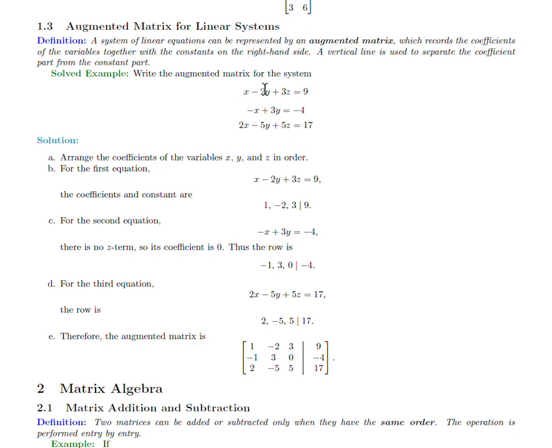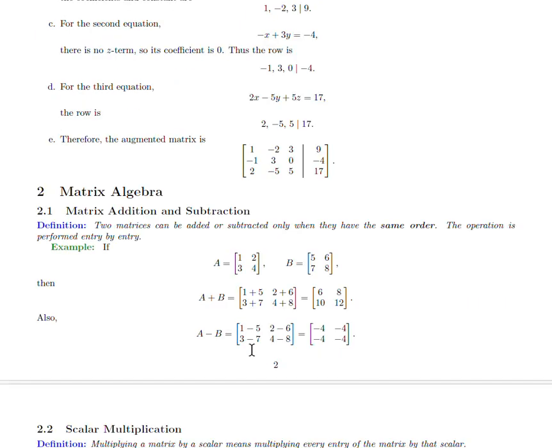But take note, in your system the variables must be arranged in the same order all through: x, y, z. x, y, no z element here, so we'll have 0 for z. You can see the 0. So it must be arranged x, y, z before you can generate an accurate augmented matrix.